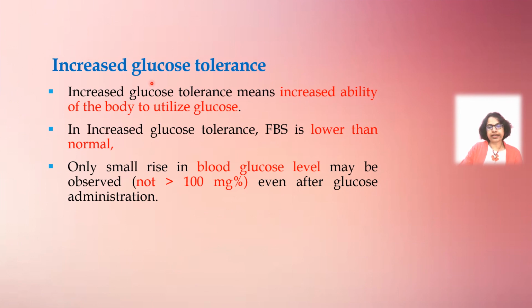Then let us talk about increased glucose tolerance. Increased glucose tolerance means an increased ability of the body to utilize glucose. In increased glucose tolerance, FBS, fasting blood sugar, is lower than normal. Only a small rise in blood glucose level may be observed, not greater than 100 milligram percent, even after glucose administration. So in this condition, what is happening? Our body is utilizing more glucose. That's why the glucose level in the blood is not greater than 100 milligrams, even after glucose administration.